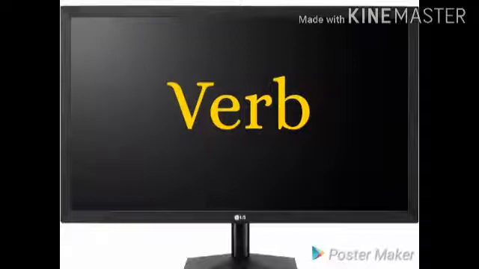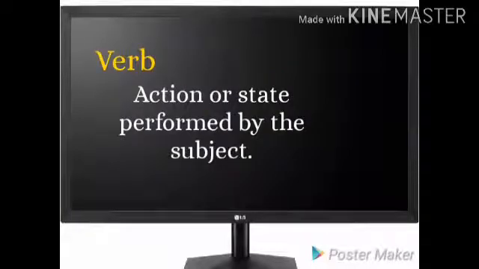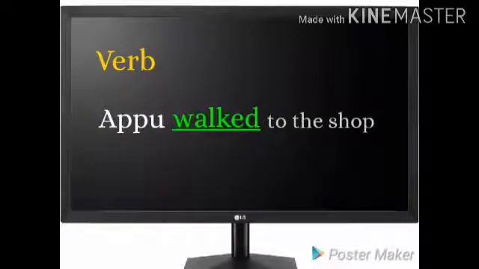Now, we can go to the second unit of a sentence. That is verb. Verb is the action or state performed by the subject. Consider the same example. Appu walked to the shop. Here, what is Appu's action? He walked. So, the verb of this sentence is walked.